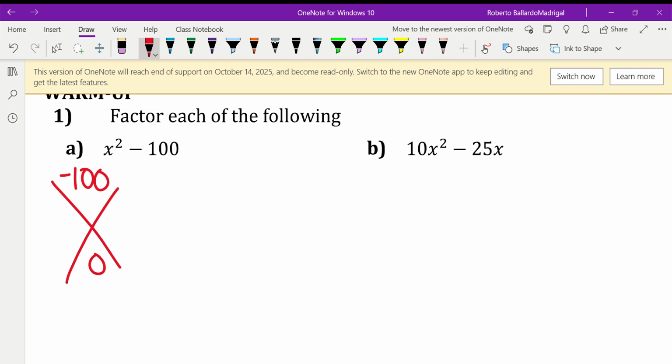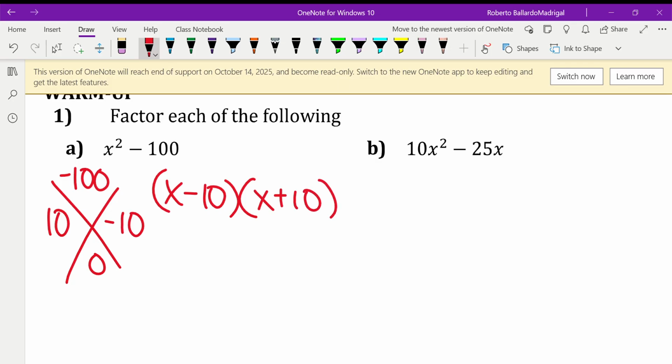So what number times the other number gives you negative 100 but adds up to 0? Negative 10 and positive 10. So one's positive, one's negative. And that's going to give you x minus 10 and x plus 10. And that's really all you have to do. You don't have to do x box. Like, you have to do the x, but not the box, because there's no leading coefficient. It's just 1.